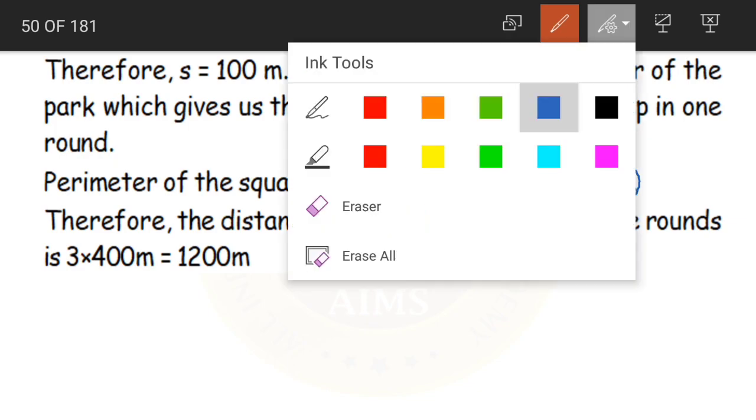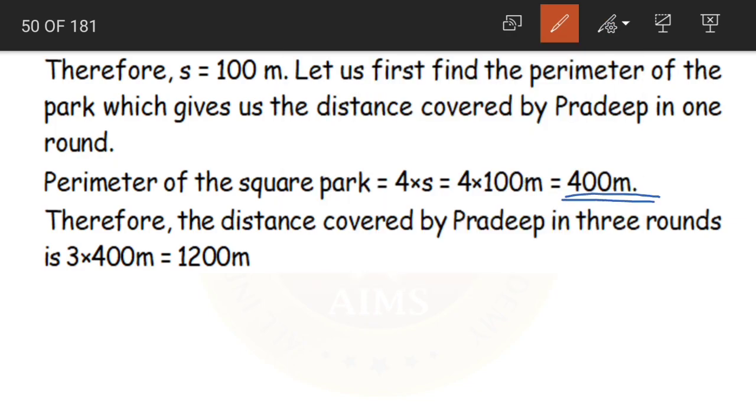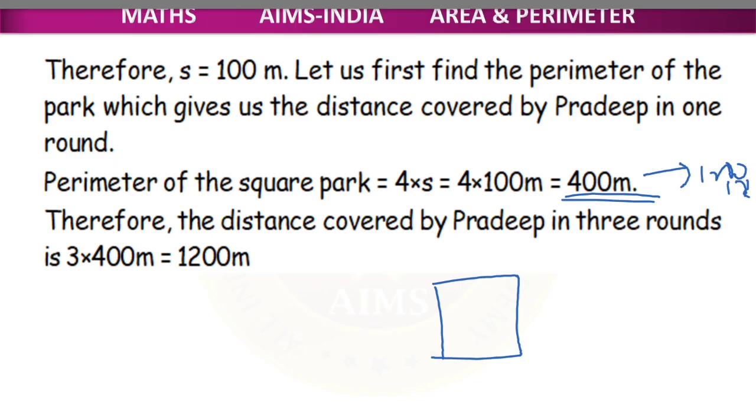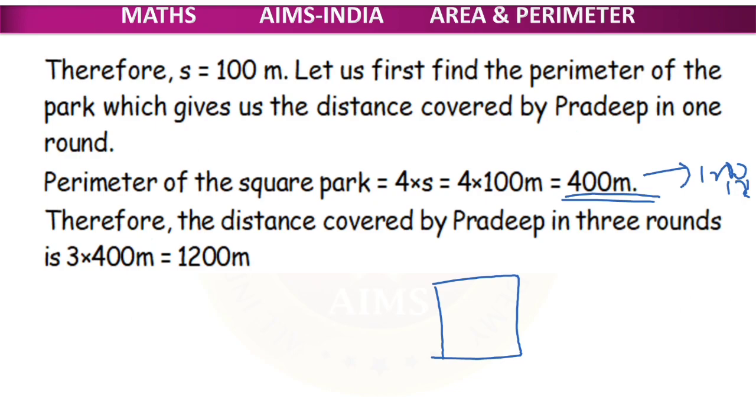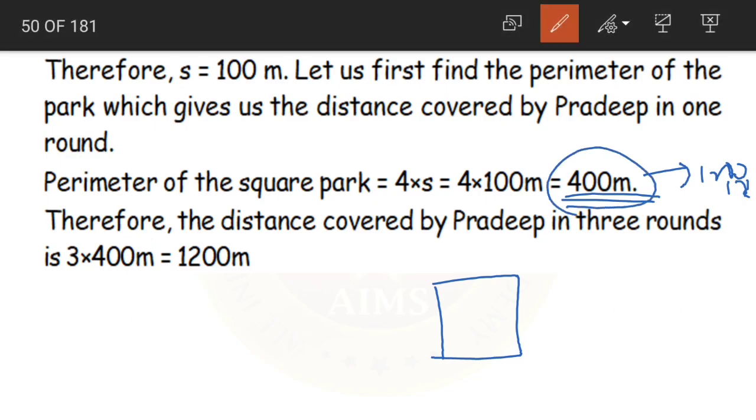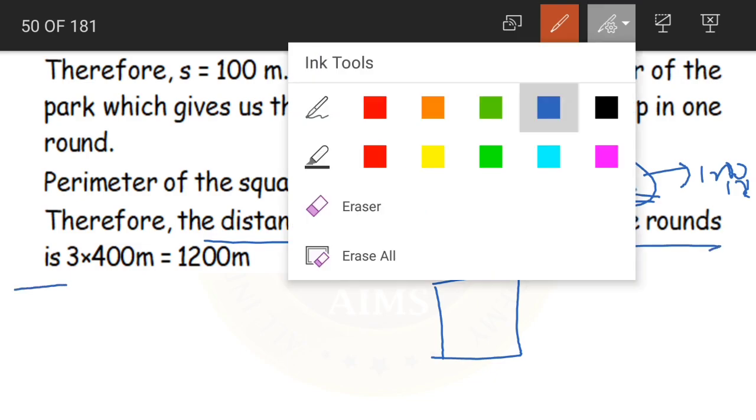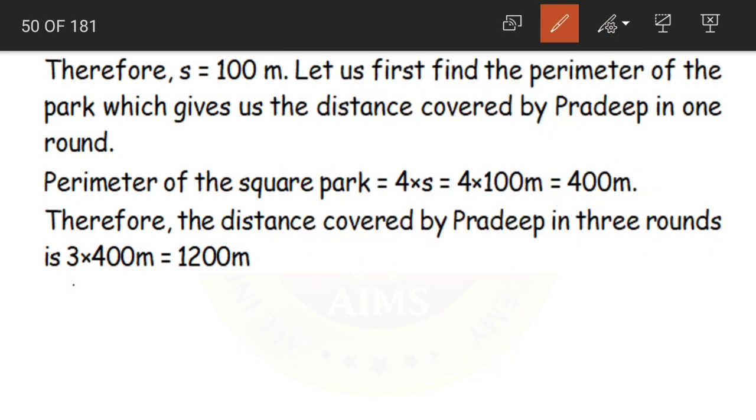Now what is this 400 meters? It is the perimeter of the square. That is nothing but the distance covered in one round. This is our distance covered in a single round. But in the question, we have to find out the distance covered by him in 3 rounds. He walks 3 rounds, so for one round, it is 400 meters. Then the distance covered by Pradeep in 3 rounds will be equal to how much?